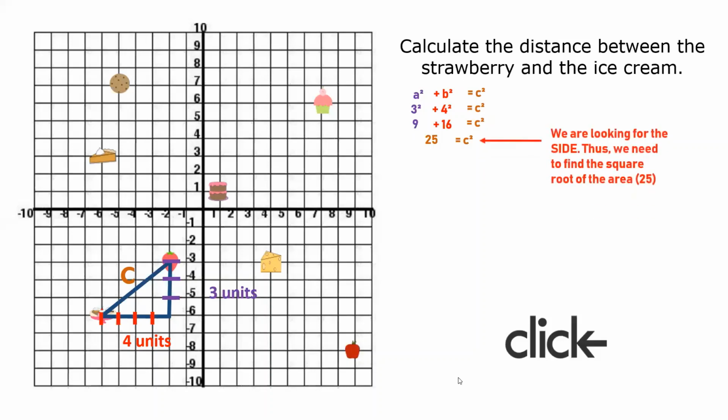Remember that we're looking for the side length. Therefore, I will need to square root the area, which is 25. I will take the square root of 25 and I will take the square root of c squared. Square and square root cancel each other out, leaving you with c. The square root of 25 will be 5. Therefore, the c side, the diagonal would be 5. That is the distance between the ice cream and the strawberry.